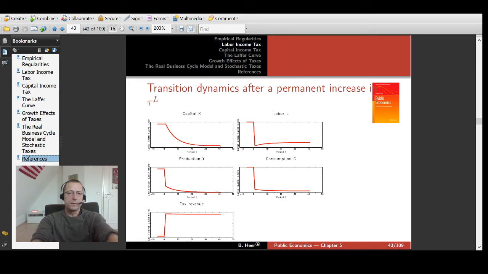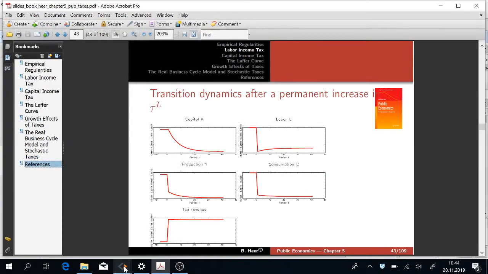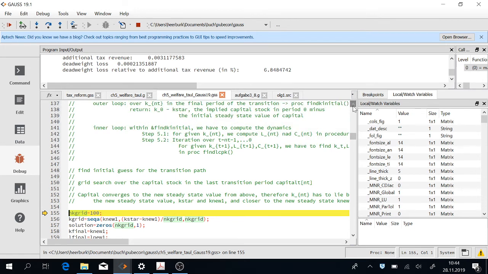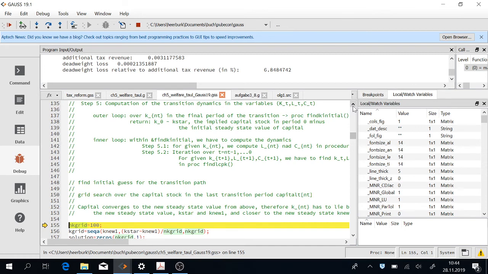Now for this we have to compute the transition dynamics, and let's go back into our Gauss computer program. How do we solve this? This is described a little bit in this header on step 5. We compute the transition variables in the variables kt, lt, ct. We specify that in period 41 the variable values must be equal to the new steady state variables. In period 40, we choose a value of the capital stock, K40. And this will be an input into the procedure find K initial, the outer procedure.